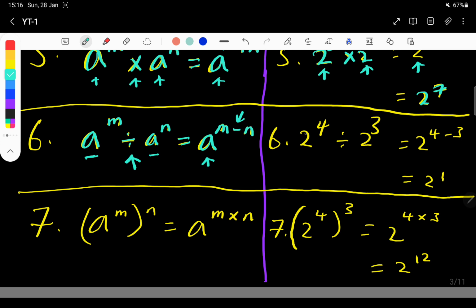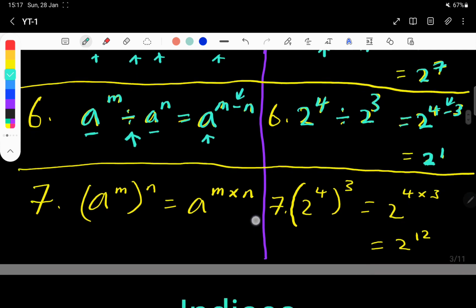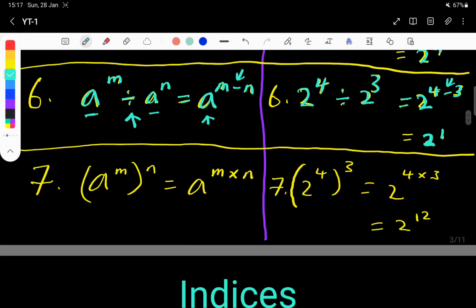Okay, so the numerical example like this: 2 power of 4 divided by 2 power of 3. You still get back the same base, which is 2, and then 4. Remember, whenever division you need to carry out the subtraction process. 4 minus 3, end up you have the final answer of 2 power of 1. Easy?